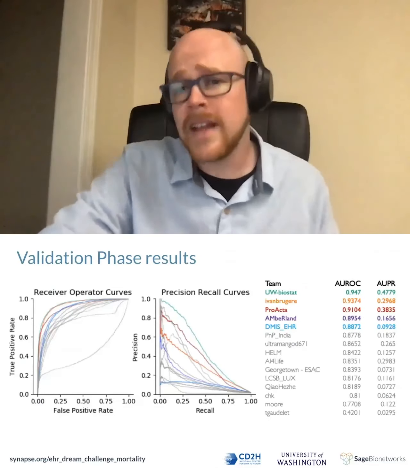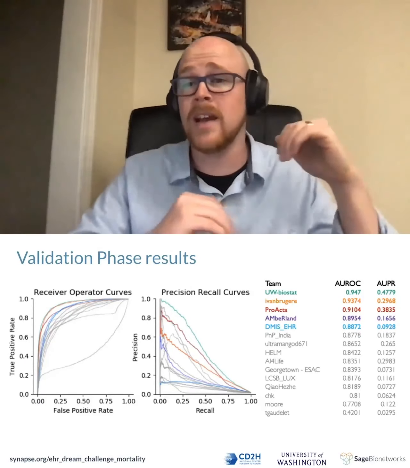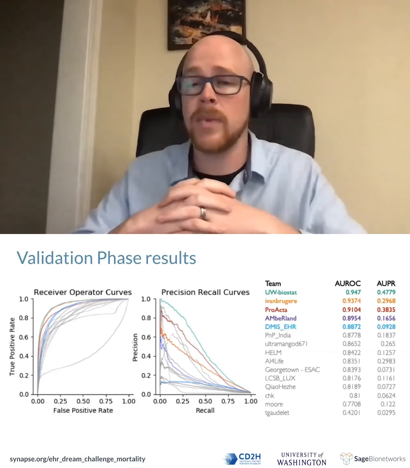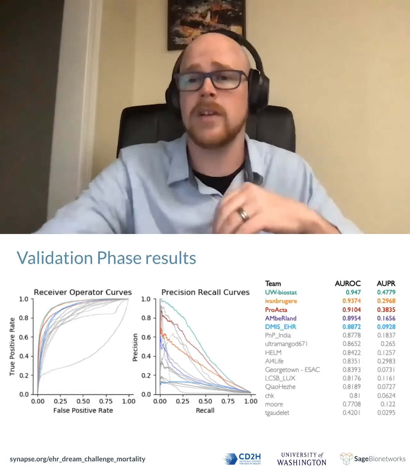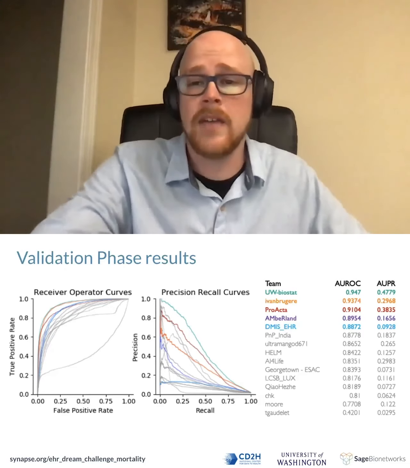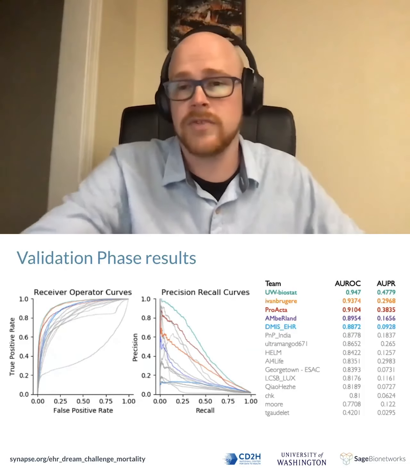The results of the validation phase were that, if you remember, the top 14 had over 0.9 AUROC. During the validation phase, only 3 teams stayed above 0.9. Everyone else dropped drastically to 0.8, all the way down to 0.7. I'm highlighting here the top 5 teams, and their corresponding lines in the area under the ROC curve and the precision recall curve.